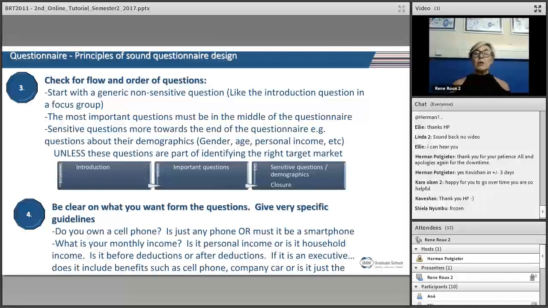Why? Because through these introduction questions and then the important questions, you have now gained some trust. The respondent and participant is more at ease. They are starting to trust you. They realize it's not a serious thing. So if you have sensitive questions to ask, they will be more likely to answer them then, because they're more comfortable now with the whole process. And then you need to end off the questionnaire with some more generic questions and a thank you. You always thank your respondent or participant for their time at the end.